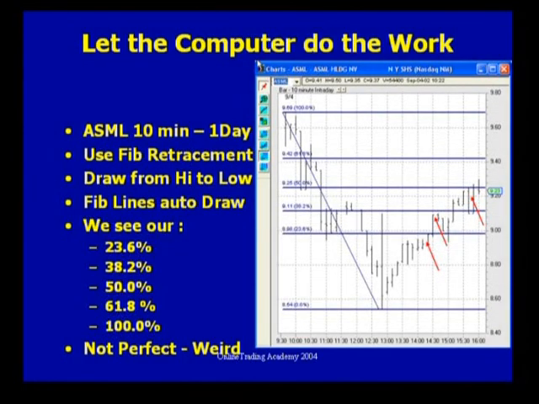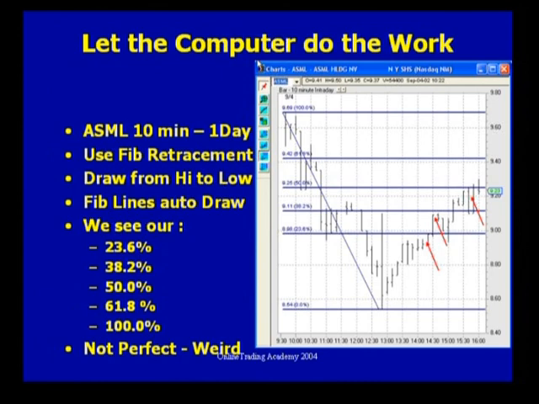Here we have ASML, 10-minute one day. And in this particular case, I wasn't trying to show you a retracement or anything. I just wanted to give you an idea of how interesting Fibonacci works. So I merely took the highest part of the day to the lowest part of the day and let the lines draw in and see what we find, okay? And it is curious, okay?